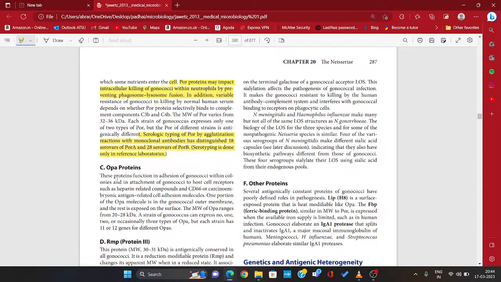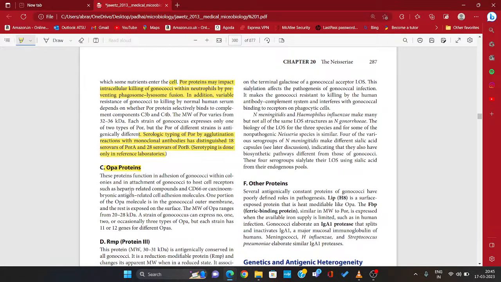OPA proteins. These proteins function in adhesion of gonococci within colonies and in attachment of gonococci to host cell receptors such as heparan-related compounds and CD66, or carcinoembryonic antigen-related cell adhesion molecules. One portion of the OPA molecule is in the gonococcal outer membrane, and the rest is exposed on the surface. The molecular weight of OPA ranges from 20 to 30 kilodalton.